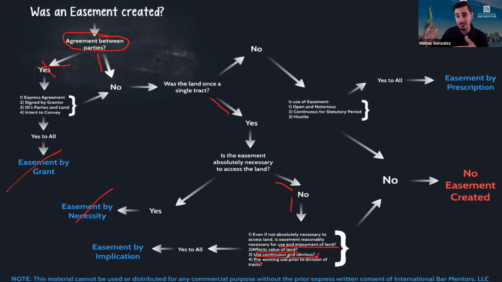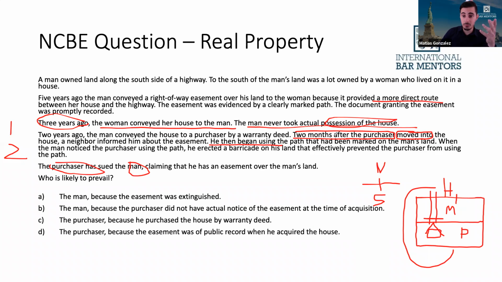You can say, hey, listen, I didn't leave the house for the weekend, so I use the easement Monday through Friday, but not on the weekend. That would still satisfy continuous, but not using it for a year and a half, right? Furthermore, the guy never took possession of the house, so he was definitely not using the easement. So is it obvious? Well, the man was not living in the house when he conveyed to the purchaser, so it's not obvious that there was an easement there. This is further evidenced by the fact that the purchaser lived there for 2 months before a neighbor informed him about the easement. So it was clearly not obvious until he was informed of it, right?